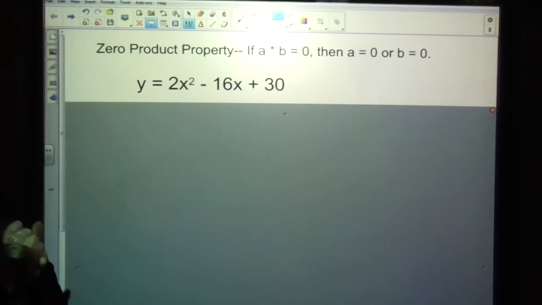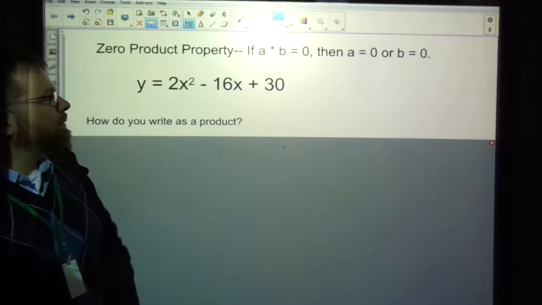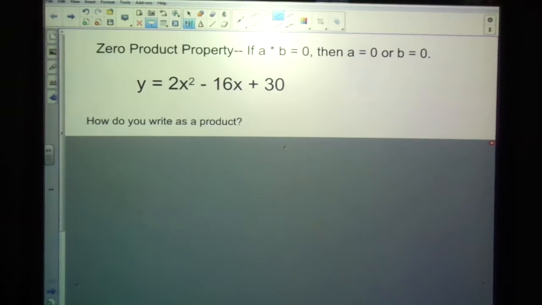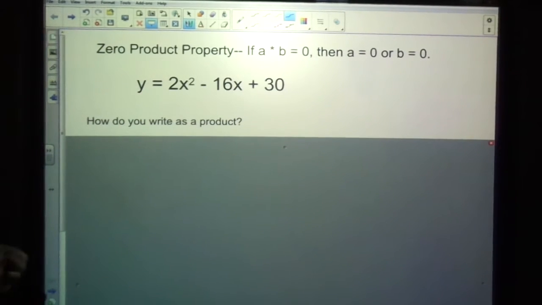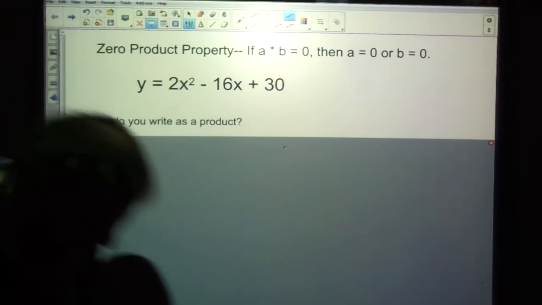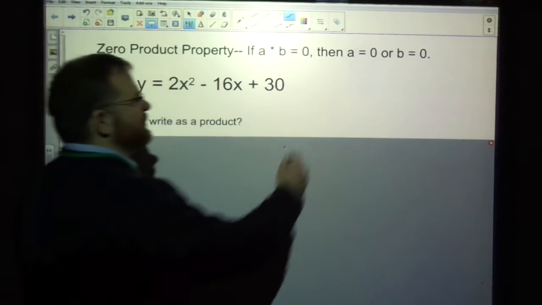The next part here is if we have this equation, let's walk through what we can do. How do you write this as a product? Remember, to write it as a product, essentially we need to factor it. Right now this is a sum, and we need to change this so that we can write it as a product. Remember how we do that?